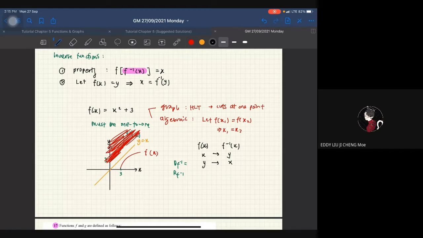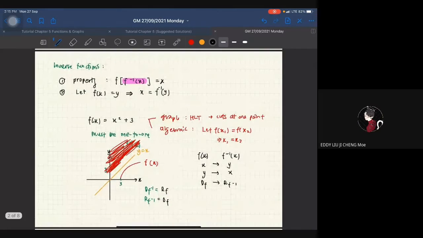So sama juga dengan domain. So for domain of f, dia akan tukar jadi range of f inverse. Maksudnya dekat sini, untuk awak cari domain of f inverse, you just have to equal it with range of f. And then range of f inverse, dia akan sama dengan domain of f. Okay, so ini adalah basic yang awak perlu tahu. Boleh faham ke? Ada soalan tak? Setakat ini ada soalan? Tak ada? Okay, so everyone is good.